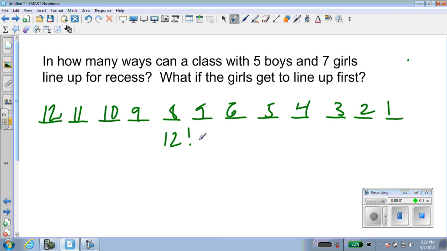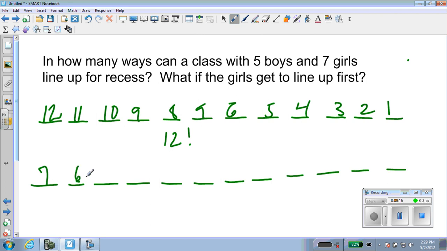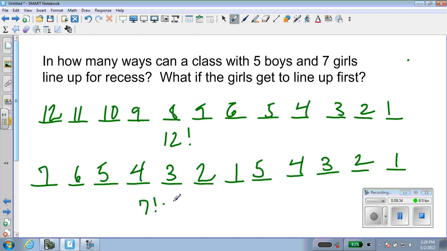What if the girls get to line up first? Well, there's still 12 kids in the class, but the girls are going to go first. So there are only 7 people who could be first in line because there are 7 girls. 6, 5, 4, 3, 2, 1. Now the girls are in line, and now the boys get to line up. So there are 5, 4, 3, 2, 1. So based on the way this looks, I would type this into my calculator as 7 factorial multiplied by 5 factorial. And it's going to be significantly less than our 12 factorial.